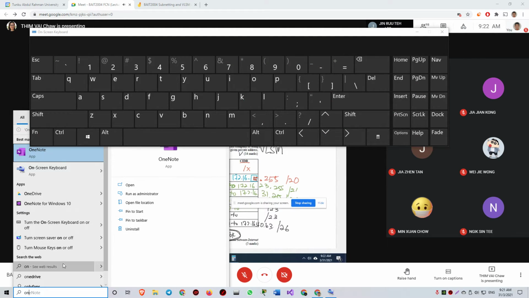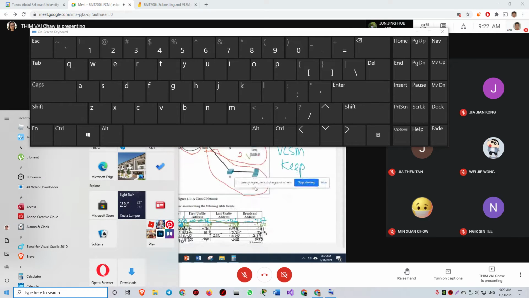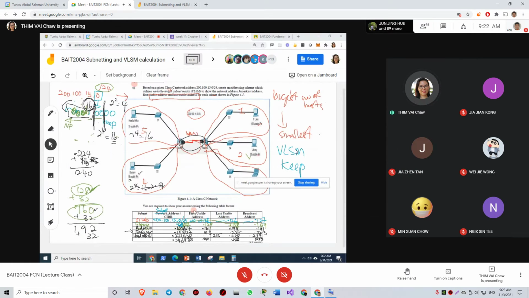Same thing for this question. You can see that you are required to show your answer using the following table format. So you also need to redraw this table format on your A4 paper and fill up the complete IP address, not like here, just .292.129. It's a complete IP address. Not like here, because I just wanted to save my time and the space here is small. So you need to redraw it.